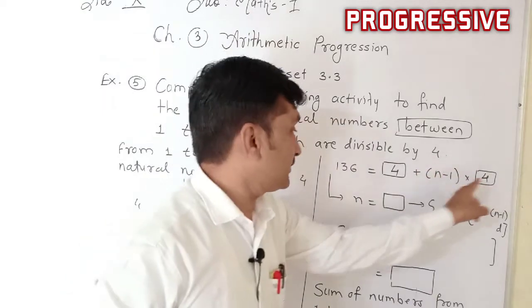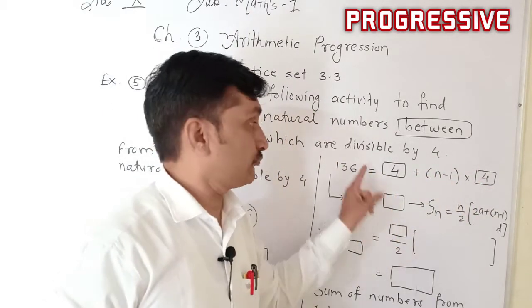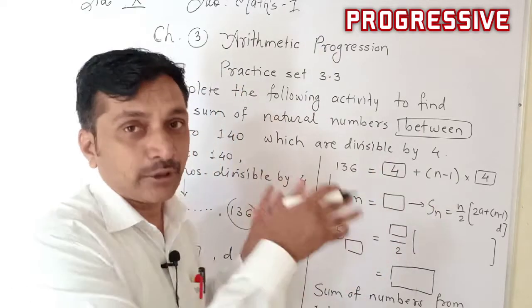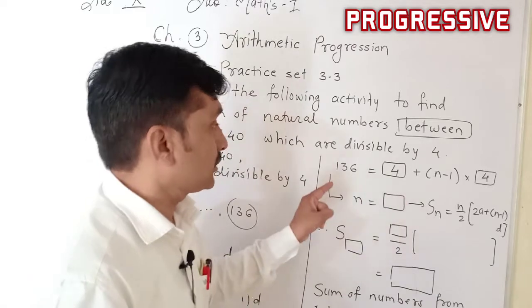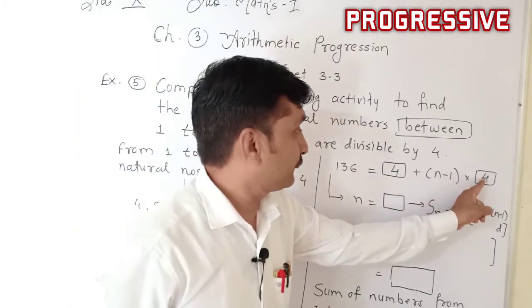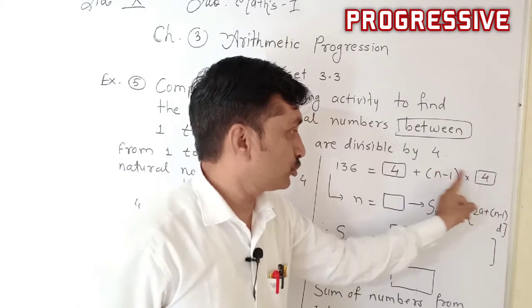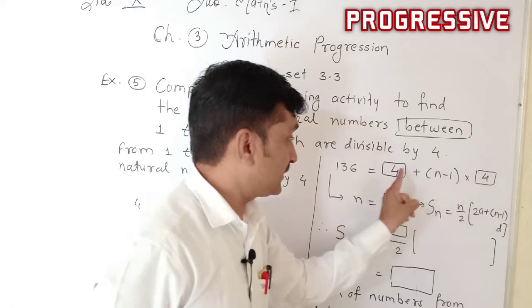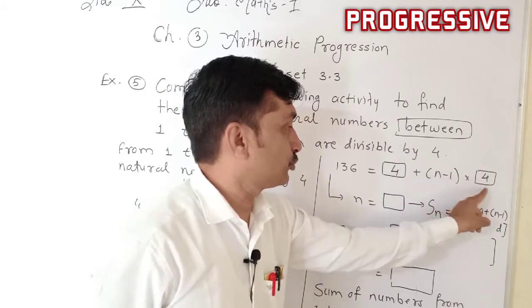Now by solving this we have to write n directly. This is the activity, so we cannot add steps in the example; we have to do this in rough. Let's see. 136 is equal to 4 plus (n minus 1) multiplied by 4, that is 4n minus 4.